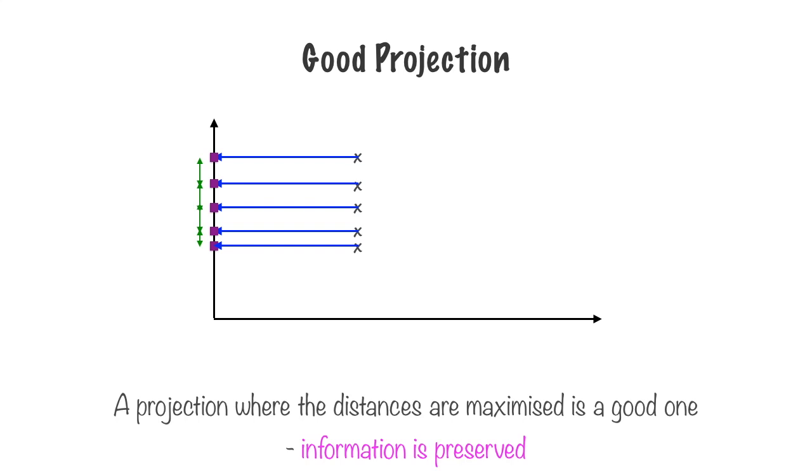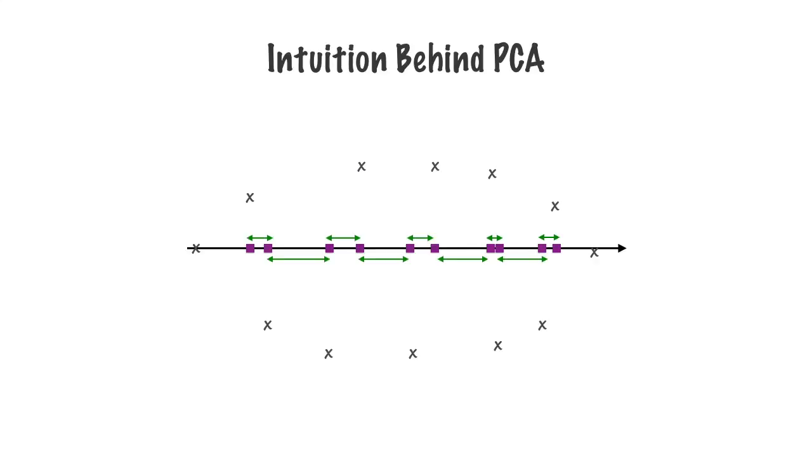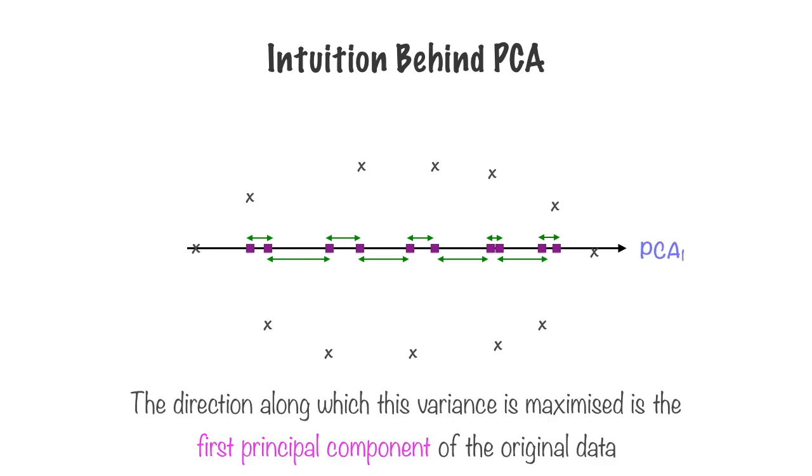This just reinforces the point that when you choose the axes to represent data, you want to make sure that the distances between projections are maximized, or as much information as possible is captured. Let's use some technical terms for these. The distances between points when projected in a certain direction is called the variance. The direction along which this variance is maximized is called the first principal component of the original data.